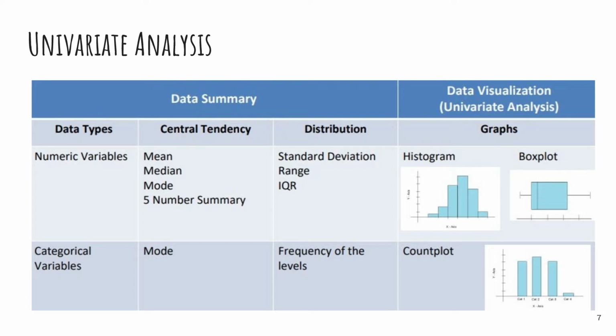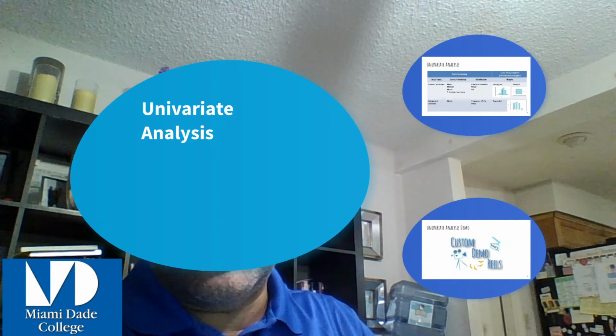A lot of times what we will use are density functions, histograms, box plots, count plots, violin plots. We'll use those types of things to visualize a univariate analysis. But again, we just want to see how much information we can pull from a single column of data.